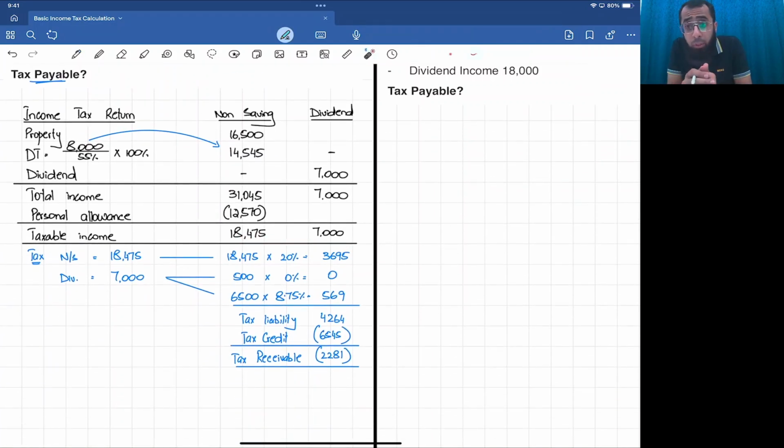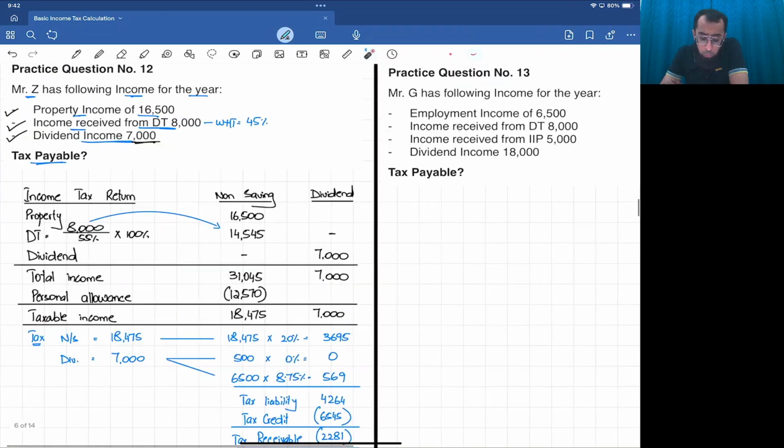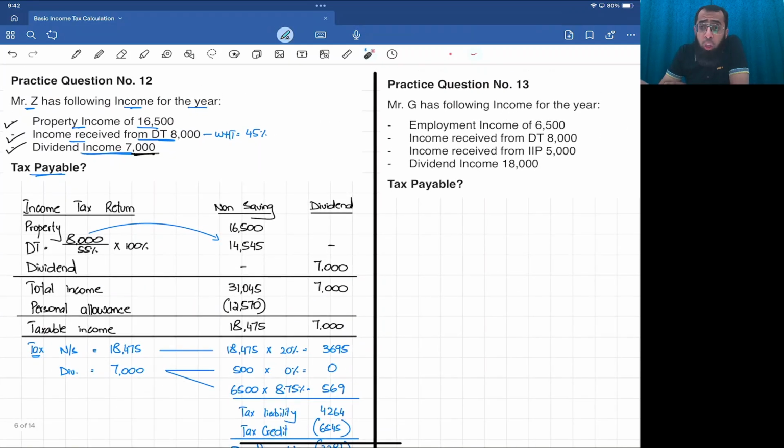And then just the rates of tax. Till 37,700, it's 20%. So obviously 18,475 lies within the band. Then 500 at 0%, remaining dividend goes at 8.75%. You get your liability, you adjust your advance tax to arrive at the final tax value. So I believe it's not difficult. Just a quick review of what we did in the previous class.